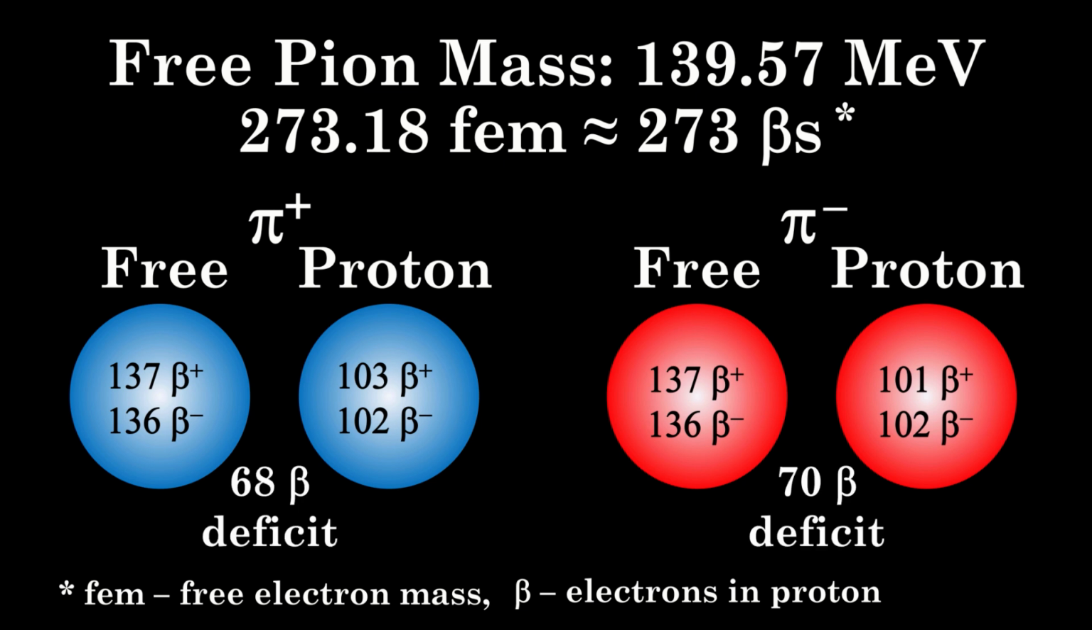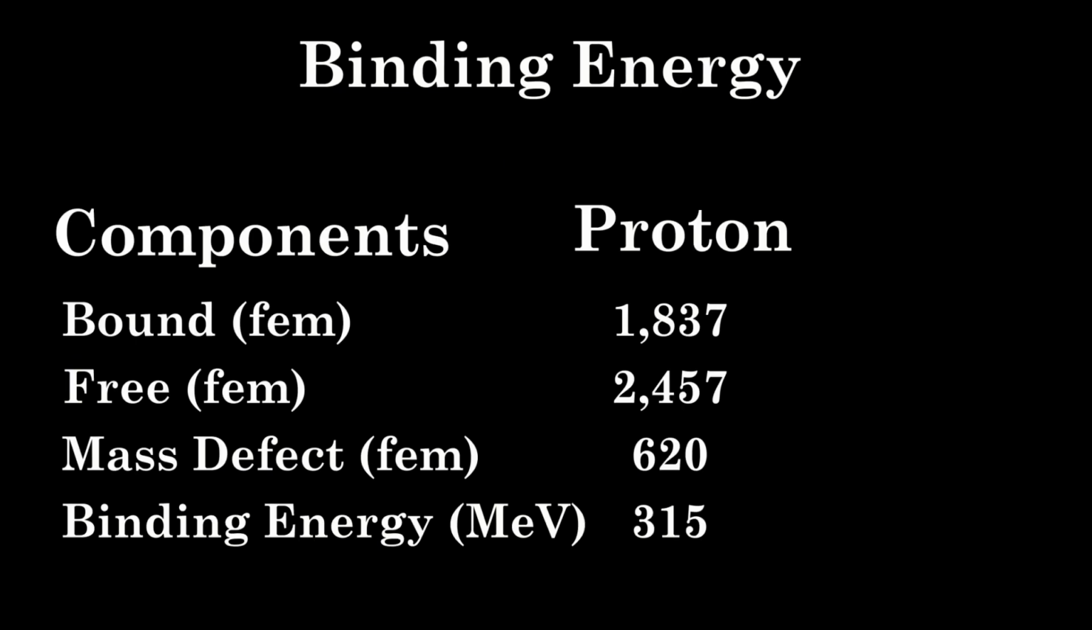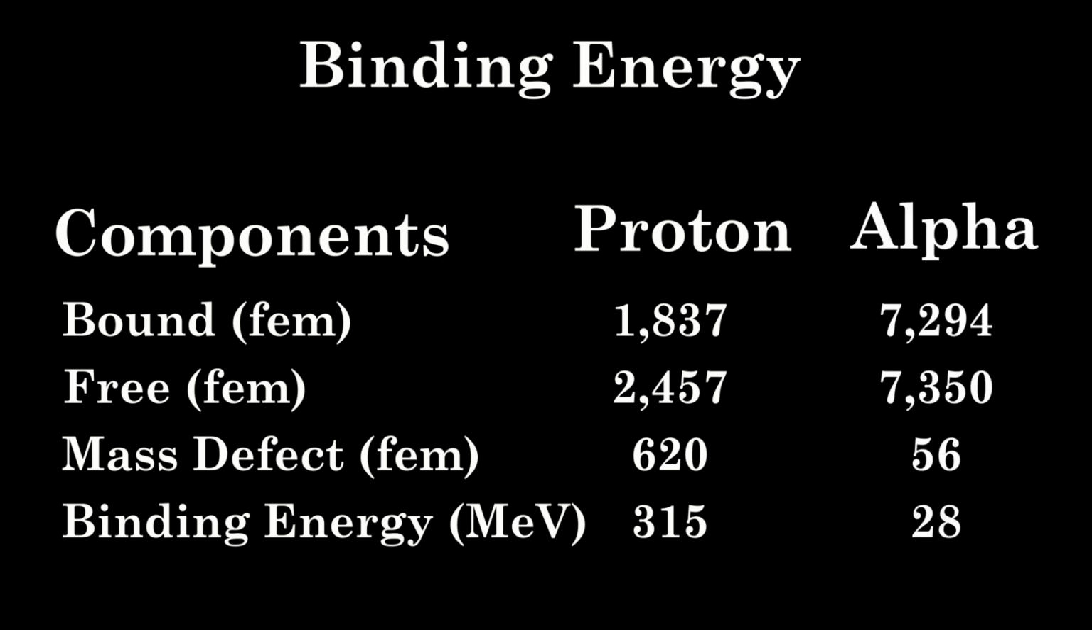This is a mass defect of 69 electron masses, or about 35 MeV. Having 9 pions in it gives the pions in the proton a total mass defect of about 315 MeV, which becomes the binding energy of the proton. By comparison, the alpha particle, made of 2 protons and 2 neutrons, has a binding energy of just 28 MeV, about 1/11 the apparent proton strength.